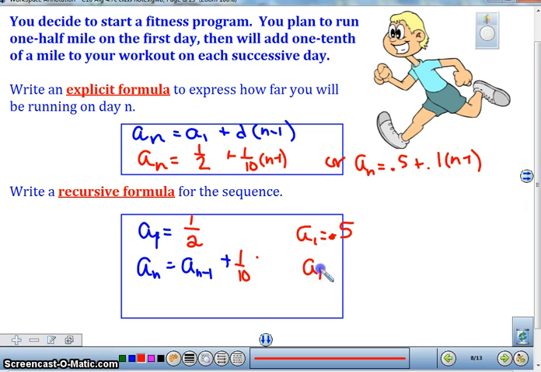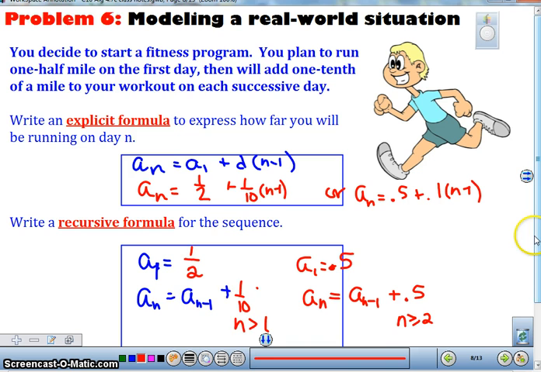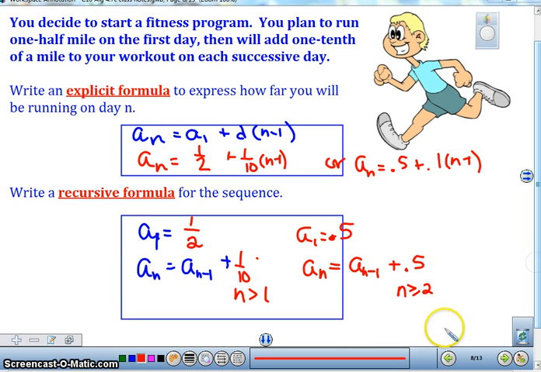Again, you could have written the formula this way: a sub n is equal to a sub n minus 1 plus 0.1. In both these cases, we have to say where n is greater than 1, or if you like, n is greater than or equal to 2, because we know that we are only looking at those numbers. Tomorrow when you come into class, we'll be looking at this worksheet. Hopefully this will solidify all the stuff with sequences, explicit and recursive formulas, how they're related to slope-intercept and point-slope, and get us ready to finish this unit.